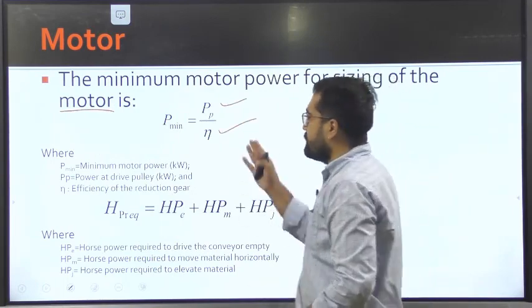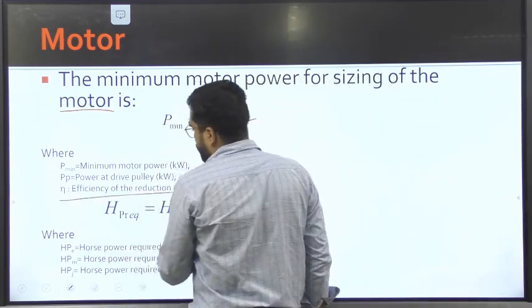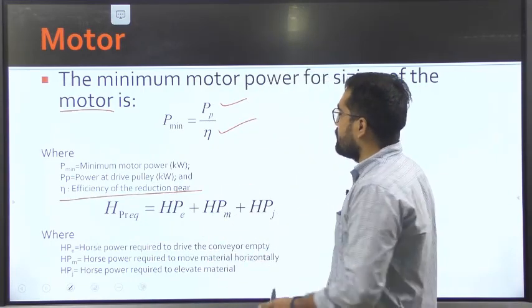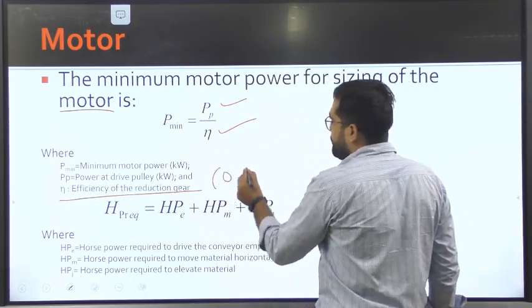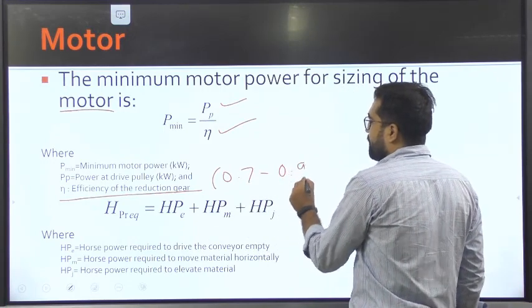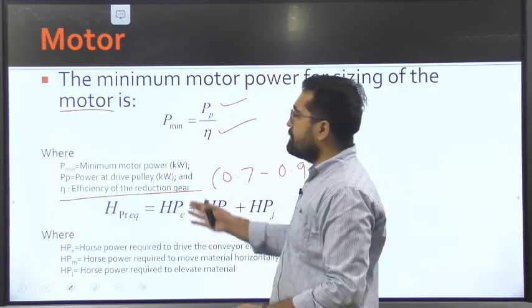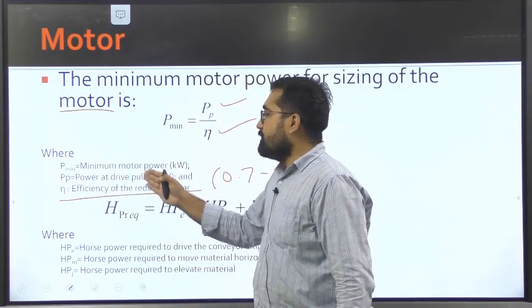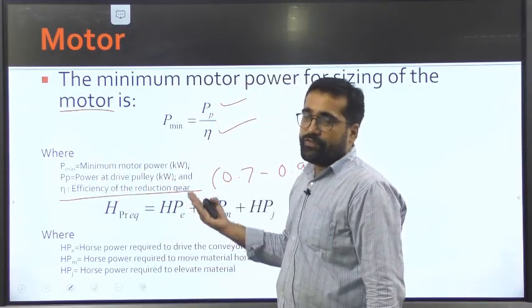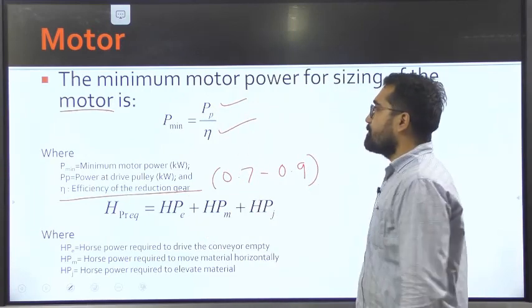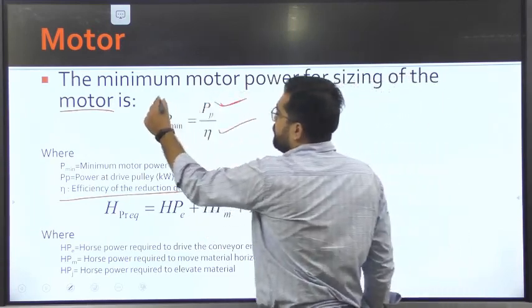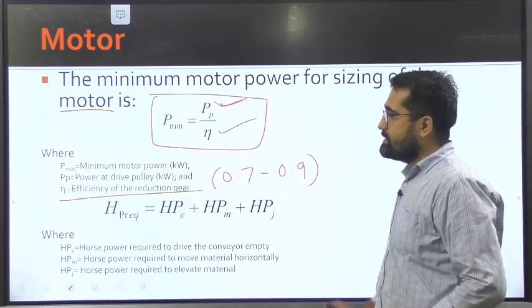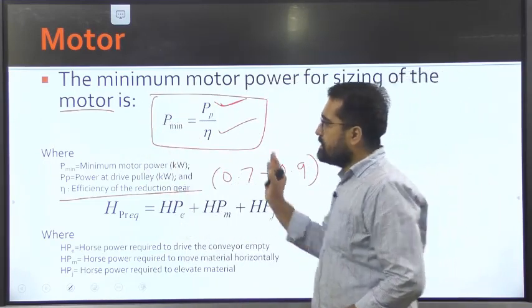N is the efficiency of the reduction gear. What should the efficiency be? Generally it comes under 0.7 to 0.9, so 70 to 92% will be the efficiency. PP is the power of the driven pulley, which we have already found out. We have seen the formula for PP also. From there we will find out the minimum power needed. This is the minimum power needed, but this is not it.